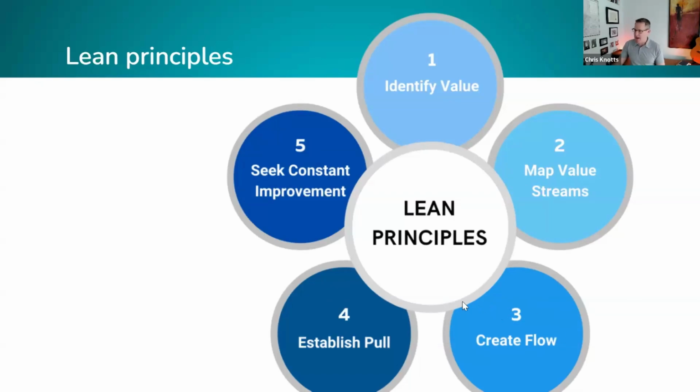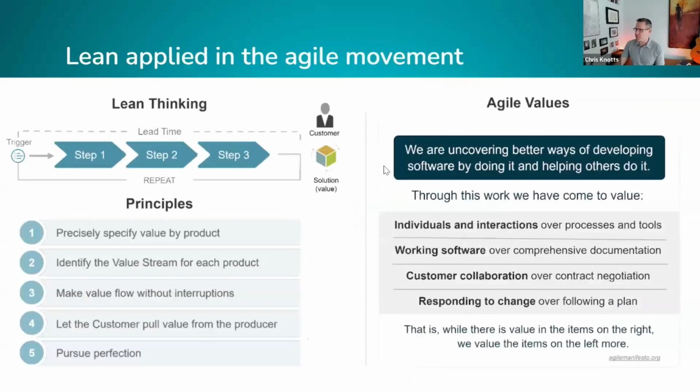Once you have the value stream mapped, you can start to create flow. Flow is simply the idea that the more you can open up capacity, the more work flows through your system. Obviously, more value gets delivered. And then in order to do that, you establish a pull-based system rather than a push-based system. And you'll kind of see how that happens as we go through here. And then finally, this idea of continuous improvement, right?